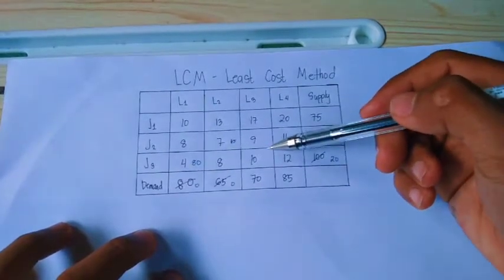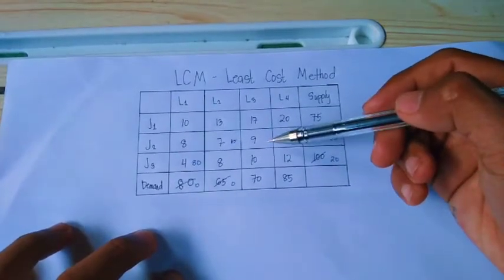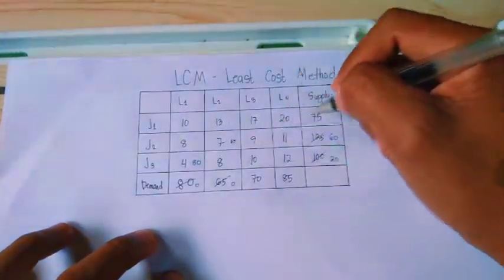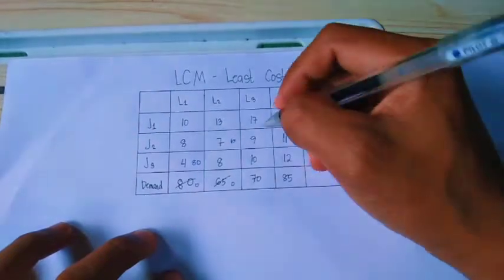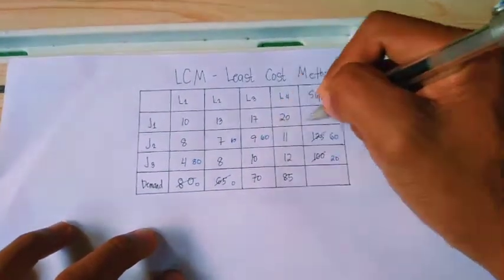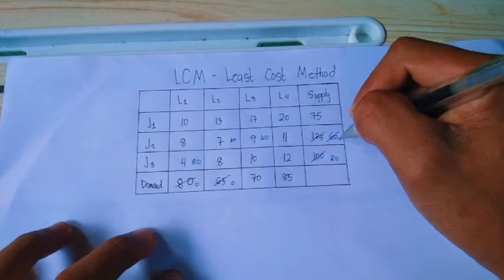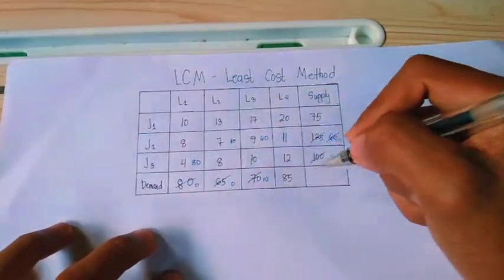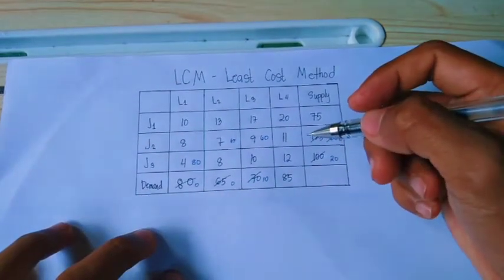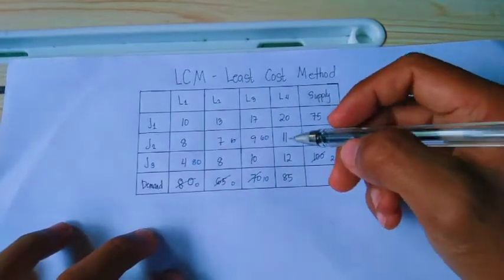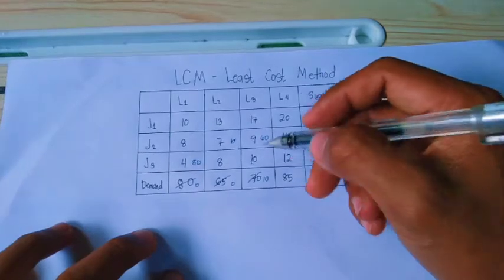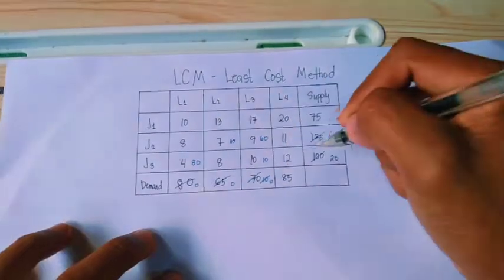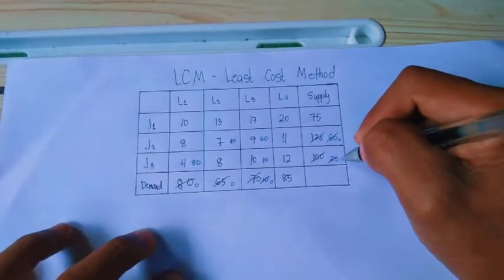Next, here the least value is 9. So we will put 60 here since the supply left is 60. So our supply now is satisfied and our demand now is only 10. Next is here. We will put 10 here to satisfy our demand and subtract it from the supply, which is 10.